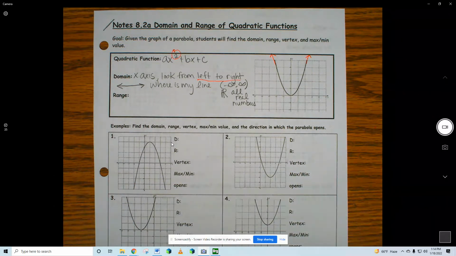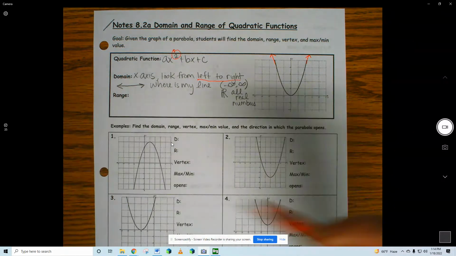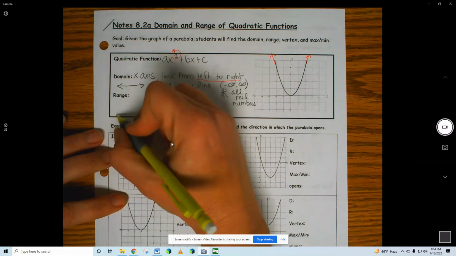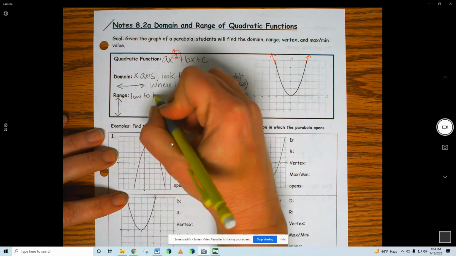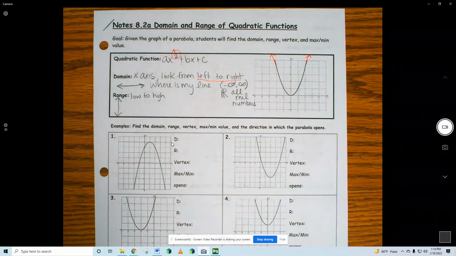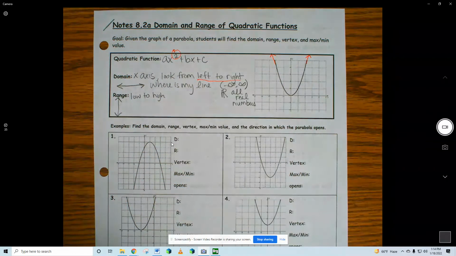In my range is up to down, low to high. You start low, like by negative infinity, and you're scanning up. Where is my graph? Where is the black line up here?